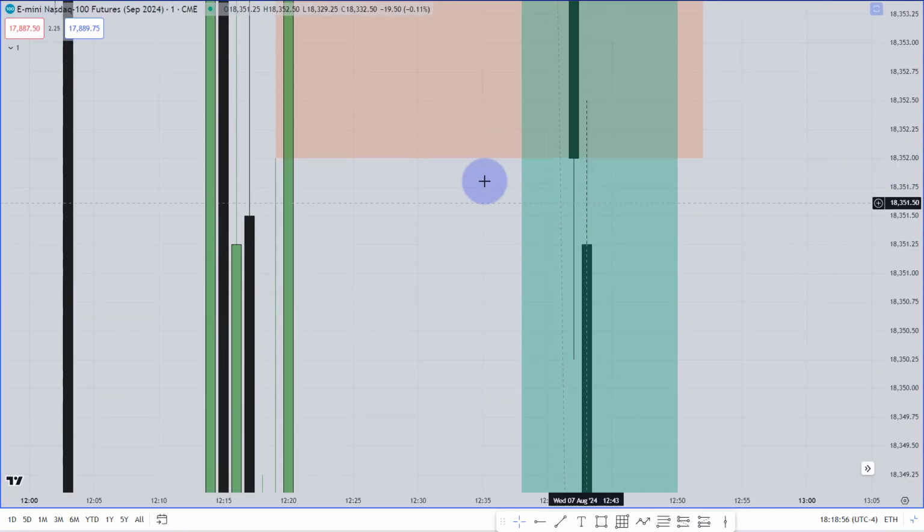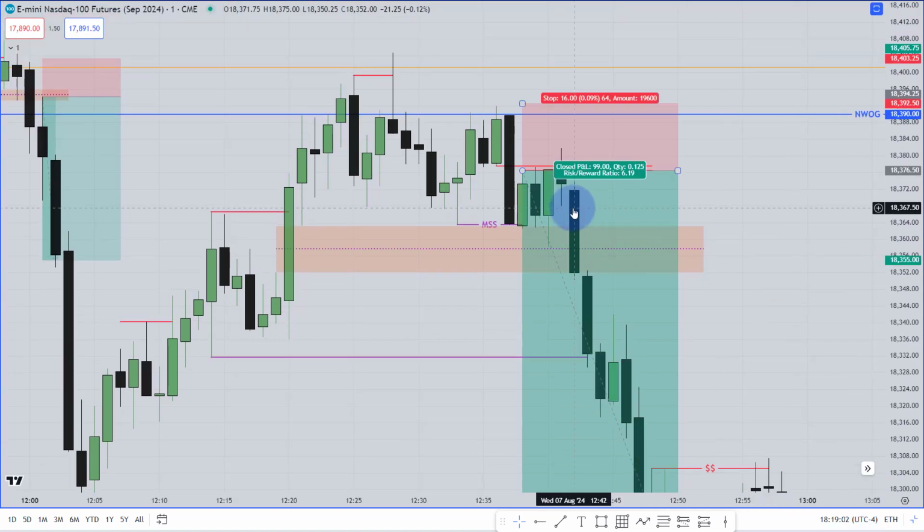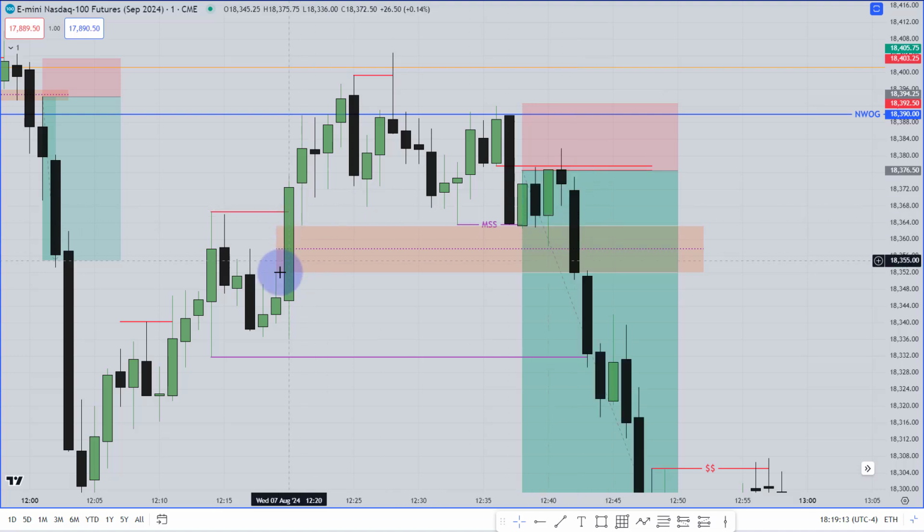Did it close below this one? Actually, I can show it the other way. This candle closing, right? Open, close is 18352, and this candle's high is 18352.